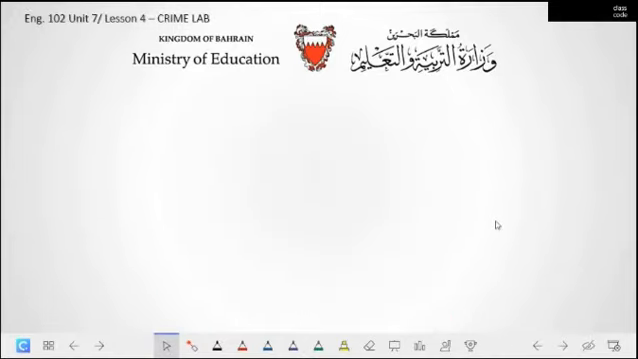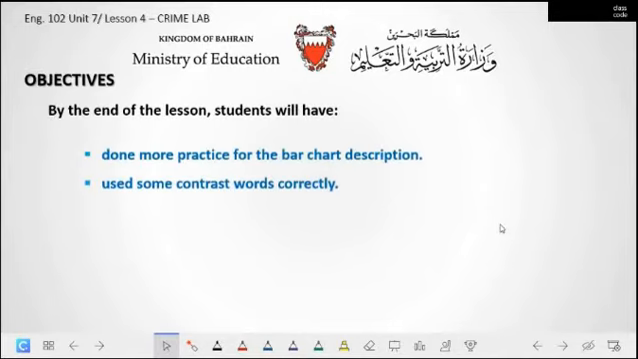So just a reminder of the main objectives. We've done some practice for the bar chart description. We've looked at the importance of describing bar charts and some of the questions that you might ask yourself when you look at a bar chart. I remember that some of the students talked about the peaks or the trends. These are the benchmarks that you will be looking for in order to emphasize them and talk about them in your description.